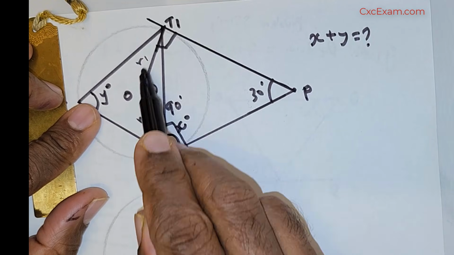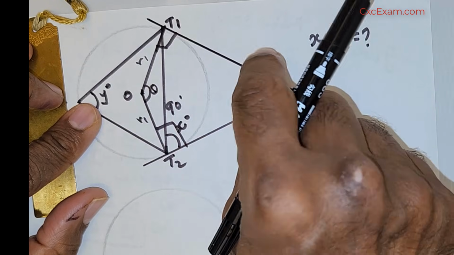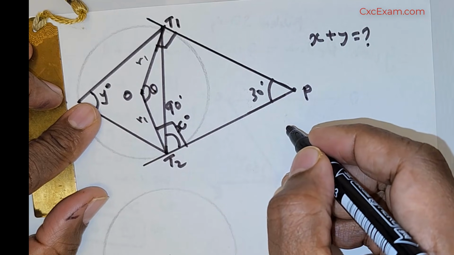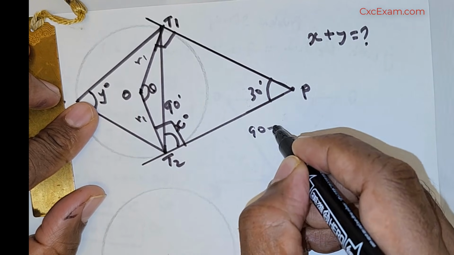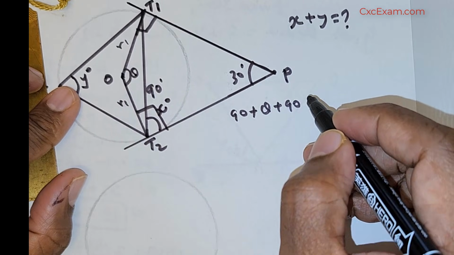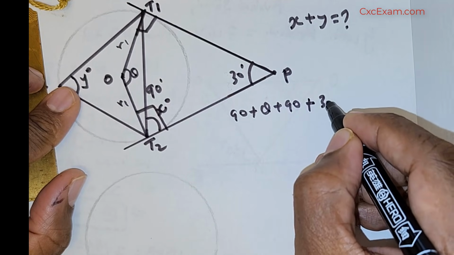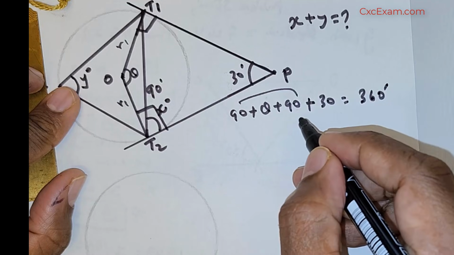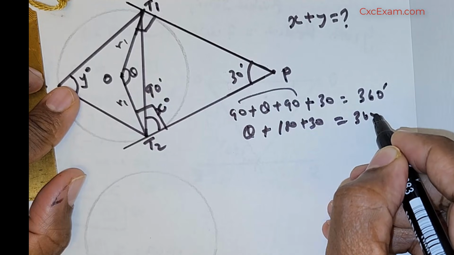Now this is actually a four-sided figure, 1, 2, 3 and 4. It's a quadrilateral. So if I were to use the property of a quadrilateral, the sum of the angles should be equal to 360. So this angle is 90, this angle is theta, this angle is 90, right? And this angle is 30 degrees. All of these will add up to 360 degrees. So 90 plus 90 is 180, and 180 added with 30, and I have a theta there, is equal to 360.